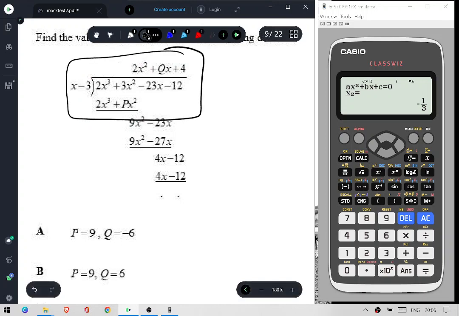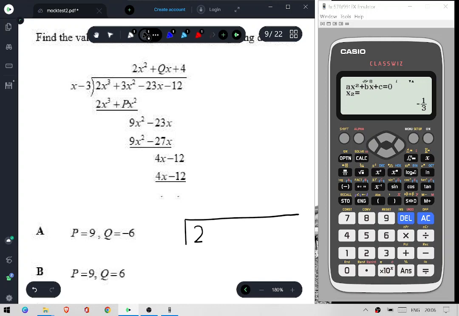Need only to do this part. Tak payah buat balik semua. So, we are going to take only the first two terms, plus 3x squared divides x minus 3.